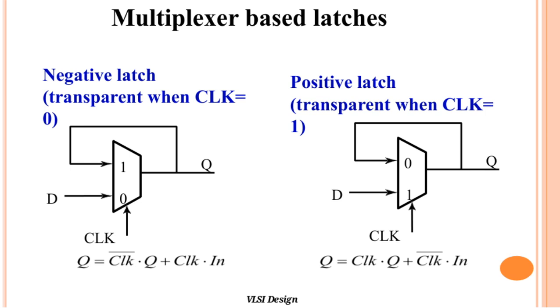The inputs are labeled as D for data, CLK for the clock signal, and the output is Q, which holds the latched value until the latch becomes transparent again. This concept is fundamental in VLSI design, as it helps manage timing and data storage effectively in integrated circuits.